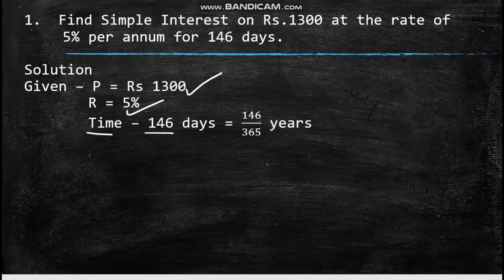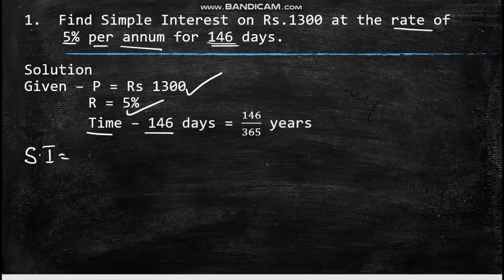So if you convert it into years, you will get 146 by 365 years, because rate is given as percent per annum, meaning per year, so time should be in years. We have converted the time into years and that is 146 by 365. Now children, as you all know, we shall be solving this using the formula for simple interest.